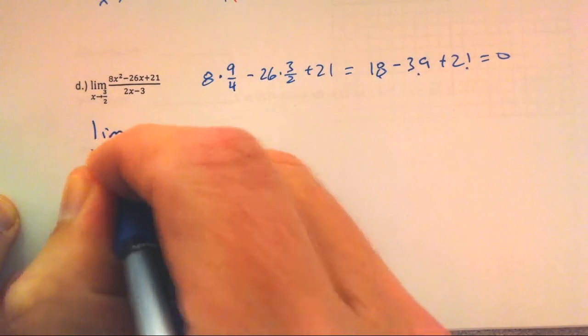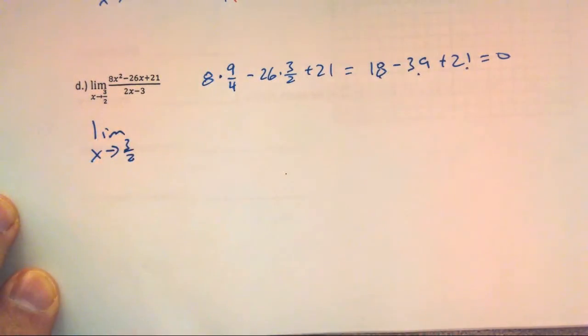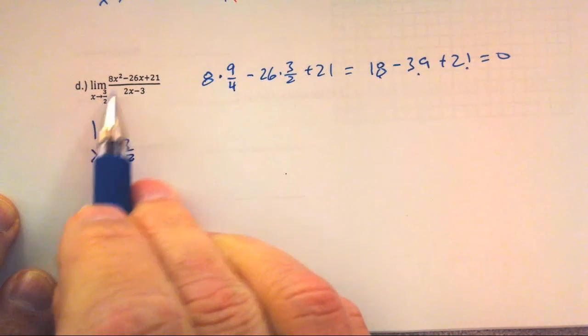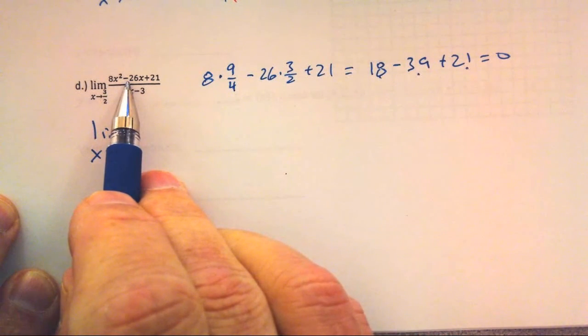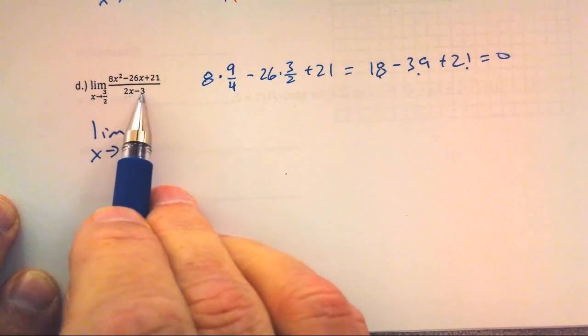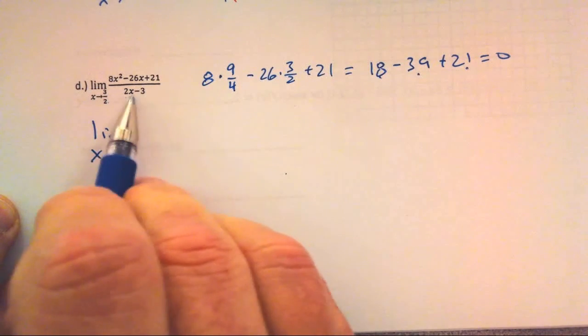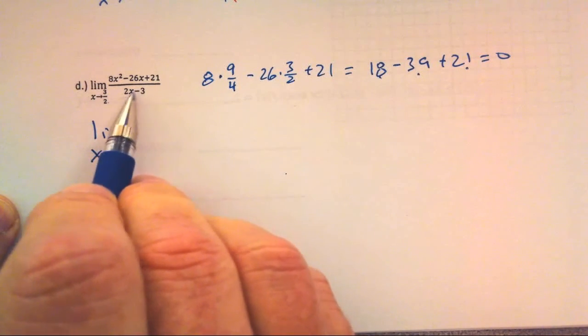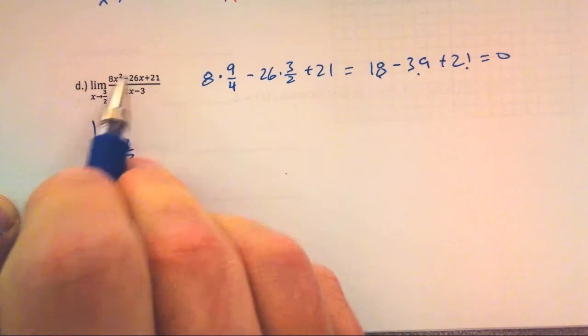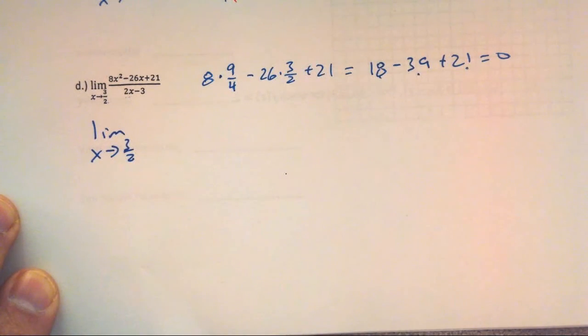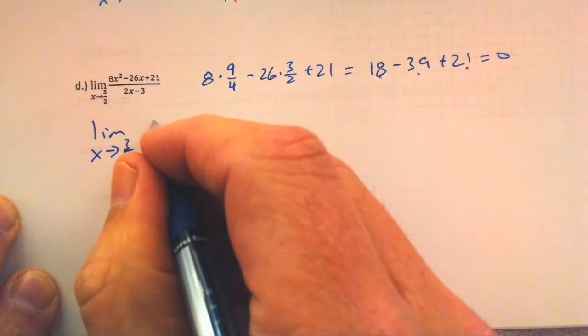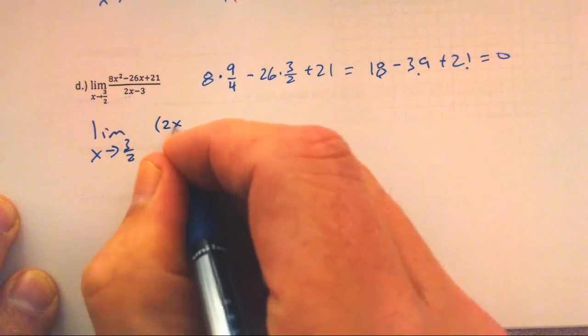Limit as x approaches 3 halves. If 3 halves is a 0 of this, then 2x minus 3 should be a factor. In other words, 2x minus 3 made this 0. What linear factor am I going to get up here that makes this 0? I could use x minus 3 halves to factor out, but I believe I can get away with 2x minus 3. Let's see how this works.